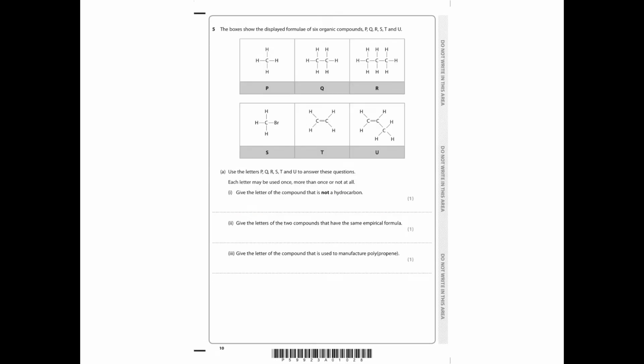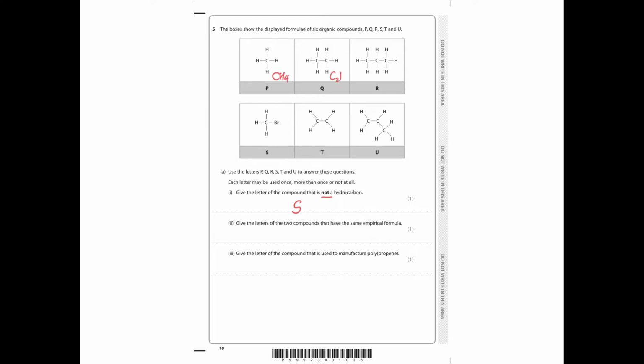Question 5 is a question on organic chemistry, and the first question asks for a letter of a compound that is not a hydrocarbon, so I'm looking for any atom which isn't hydrogen or carbon. As you can see, that's the bromine, which is in compound S. Part 2 asks me for the letters of the 2 compounds that have the same empirical formula. I'm going to write the empirical formula of each compound in its box.